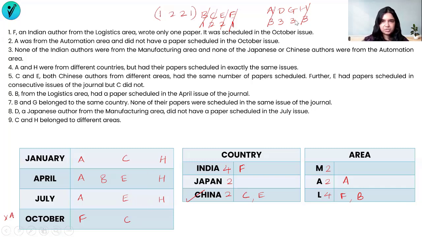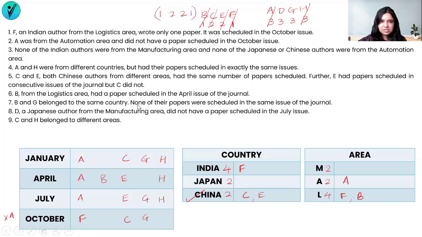G has 3 papers to submit, and it cannot be in the April issue because B is in April. Then G would have been in January, July, and October. 3 papers, so 1 each. That means let's give G here, here, and here. I think we are done with the papers because we have a total of 4, 4, 4, 4. Oh, there's 1 more left over here. Somebody else is over here as well. Okay, let's come back to this in a bit.